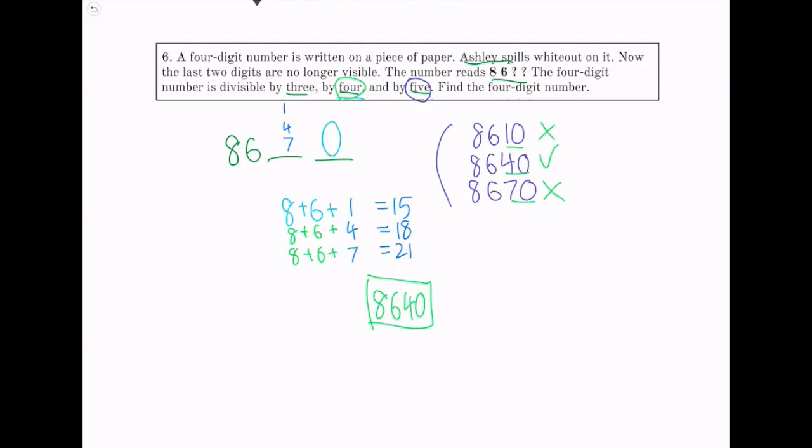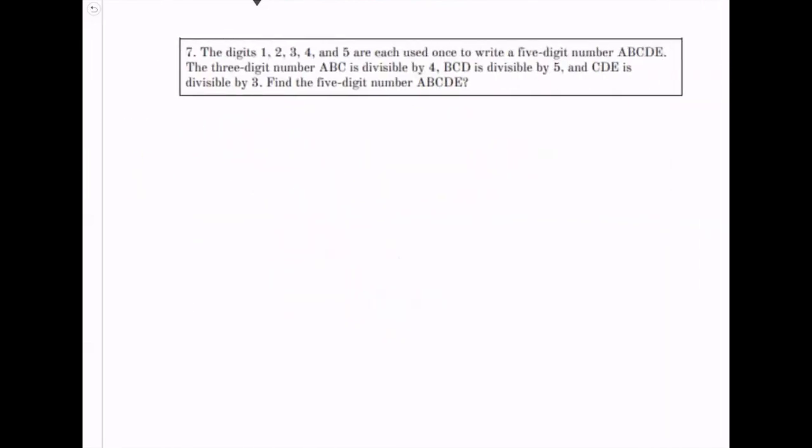So the key here is broken down by each piece of information. By the 3, by the 4, and by the 5. Let's try number 7.